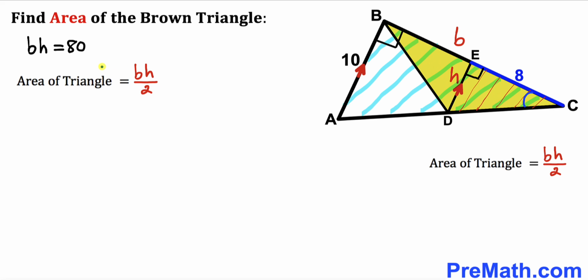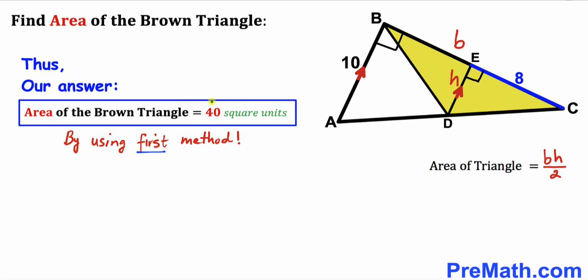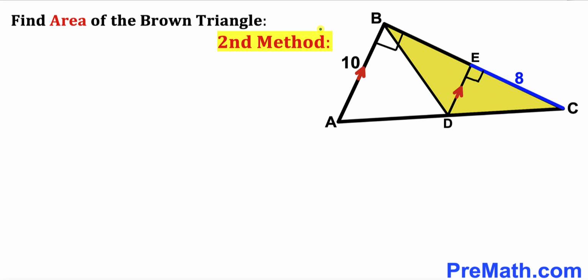But we know that the area of this brown triangle is b times h divided by 2. So I'm going to substitute this b times h value as 80 over here. So the area of this brown triangle is going to be 80 divided by 2, and that is going to give us 40 square units. So the area of this brown triangle turns out to be 40 square units by using the very first method. And now let me share with you the second approach.